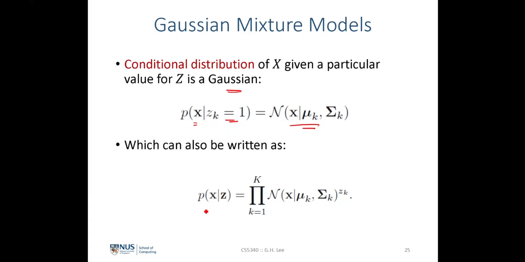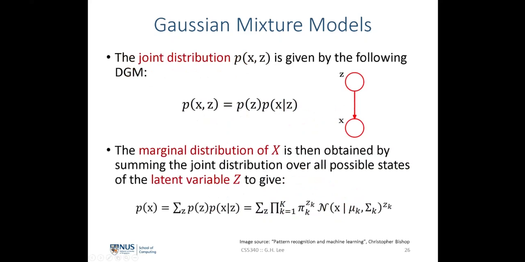In general, we will write the conditional probability distribution as the probability of x conditioned upon z, which is similar to a categorical distribution, but now the probability of each category is given by the normal distribution corresponding to that category. So it is a product of all the Gaussian components raised to the power of z_k. If z_k for the kth class equals 1 and all the rest equal 0, I'm taking the probability from the normal distribution of the kth class.